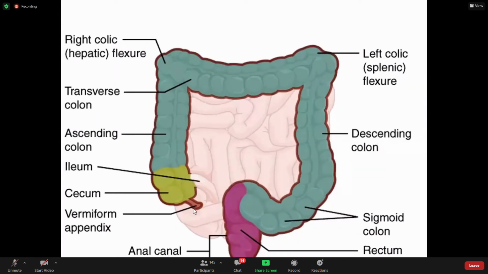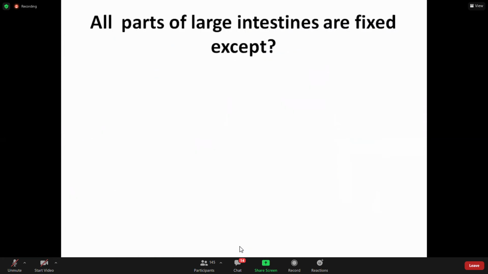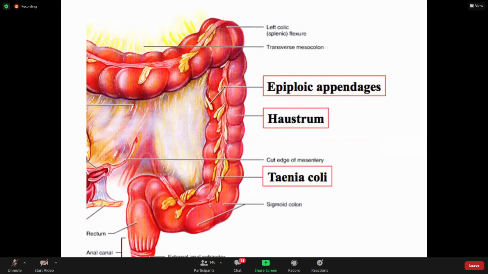So you can see in this picture, small intestine here, then you have the appendix, cecum, ascending, transverse, descending colon. Here is the sigmoid colon. Then you have the rectum and the anal canal. Already I mentioned what the parts are, which are peritoneal and retroperitoneal.